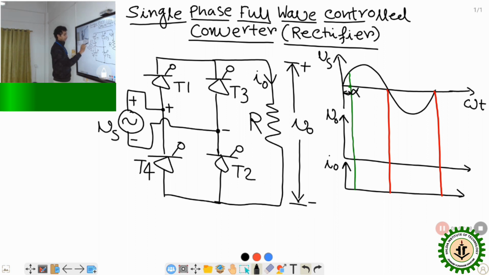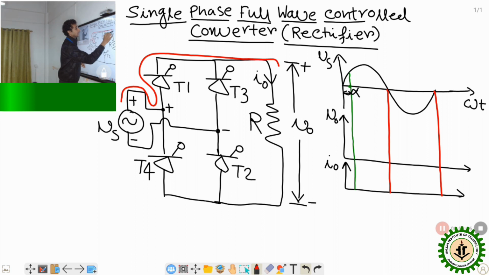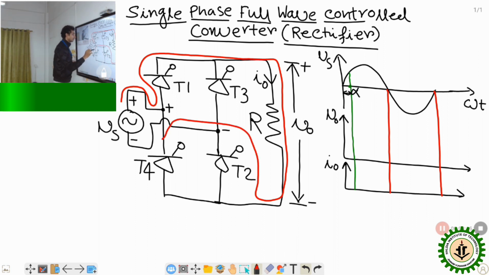What will be the direction? I am showing you the direction: from supply, then thyristor T1, then through like this, then resistive load, then thyristor T2 and back to the negative. So this will be the path of current: supply, thyristor T1, resistive load, T2 and back. So from alpha onwards, whatever the supply voltage, through T1 and T2, it will appear across the output, that is V0.